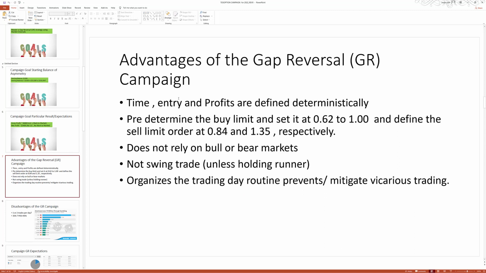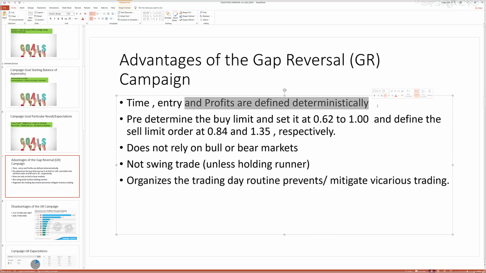One of the advantages of this is it just takes about an hour a day. So 30 minutes before the market opens, and another 30 minutes after, maybe 60 minutes after the bell. And today was another example of determining the price of the contract on exit.